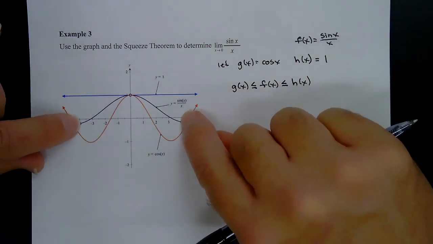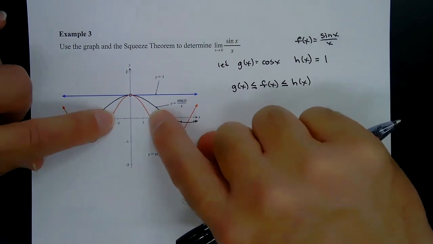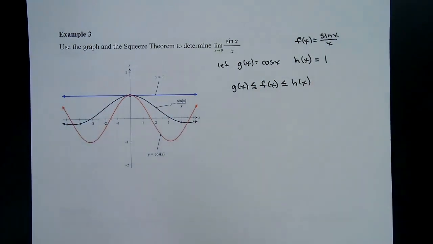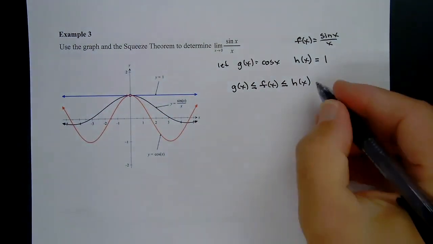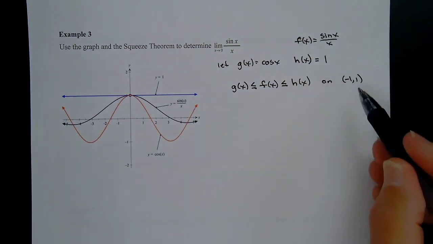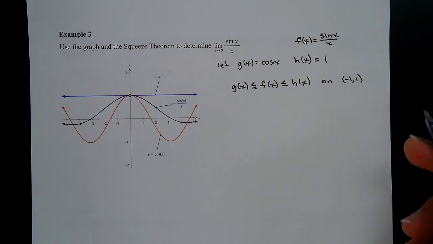You can come even closer though. You could go -3 to 3, you could go -2 to 2, you could even go -1 to 1, it would be true. So you just establish that this is true for some open interval. So this is true on -1 to 1. Again, you'd be fine if you wrote -2 to 2 or -3 to 3 or even -4 to 4.